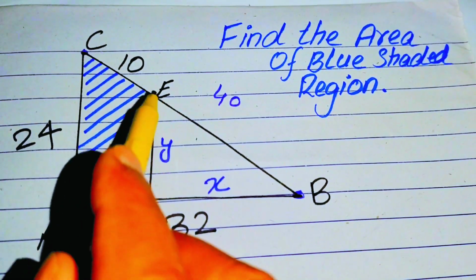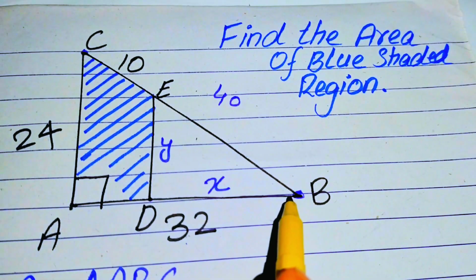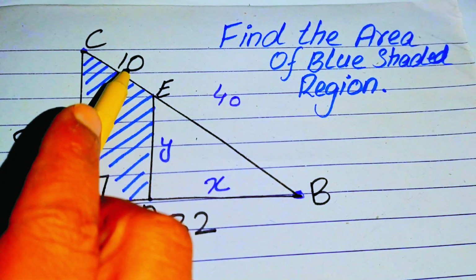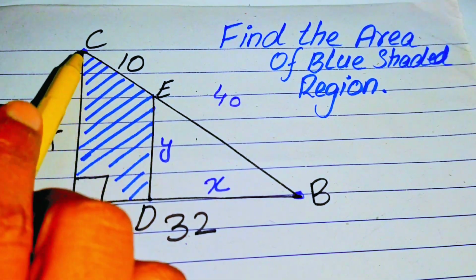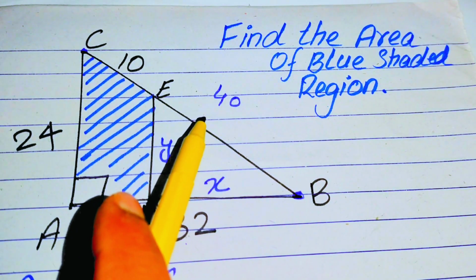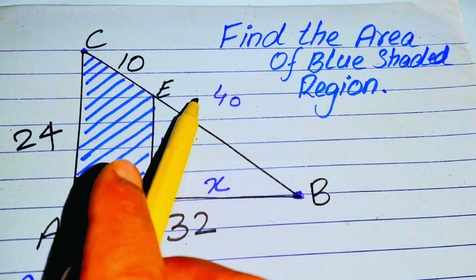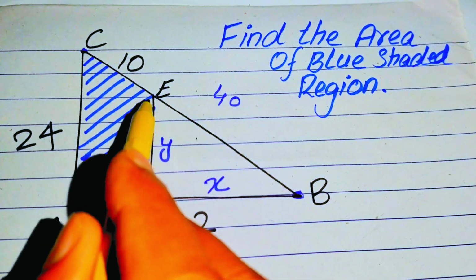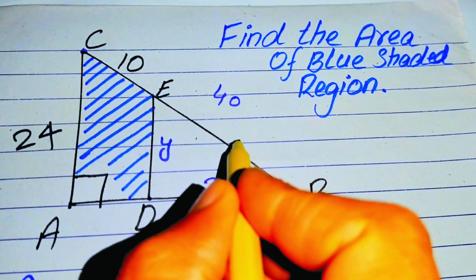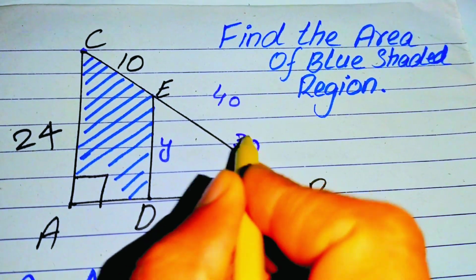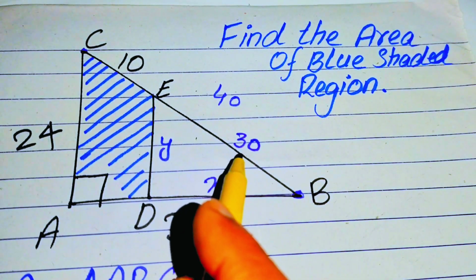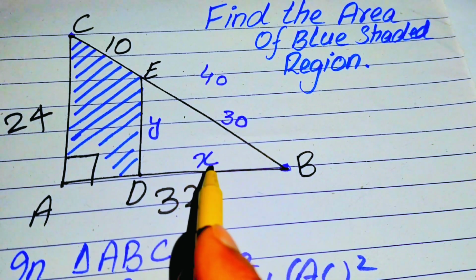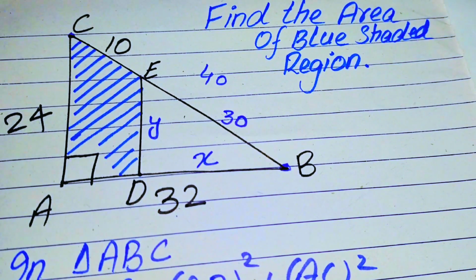And now here we find the side length of BE. You know that the side length of EC is denoted by 10 centimeters, and the total side length is 40. So when we subtract 10 from the total side length, you get the side length of EB. So 40 minus 10 equals 30. So it means that the side length BE is 30 centimeters. And we already denoted the side length DB by X and DE by Y.